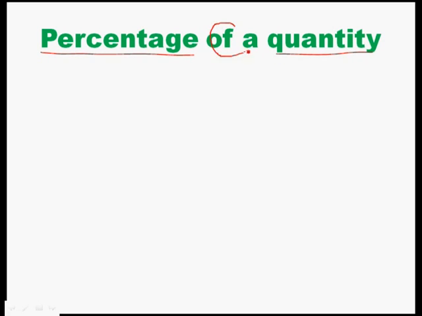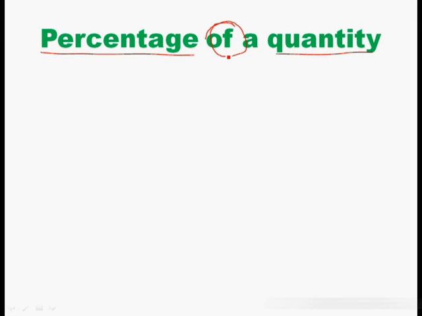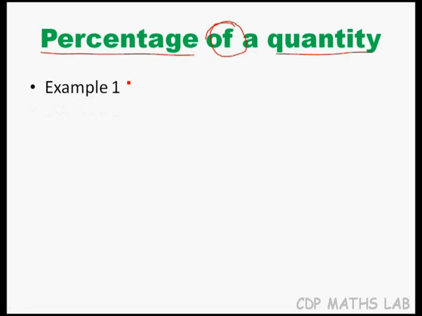Now in the CXC syllabus, you're asked to find the percentage of a quantity. You're asked to find what? The percentage of a quantity. And of here is very important. And of means to multiply when we speak in mathematics. Now let's look at something here. Example number 1. What is 30% of $600? So they're asking you to find 30% of $600. The question is, how do you do that? How do you do that, sir? Well, guess what? Sir will show you in a few minutes.